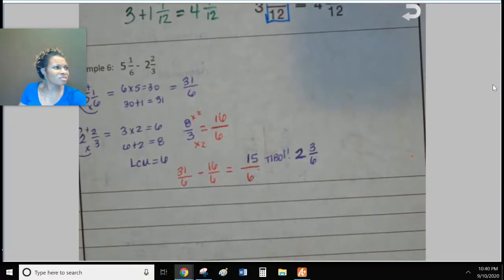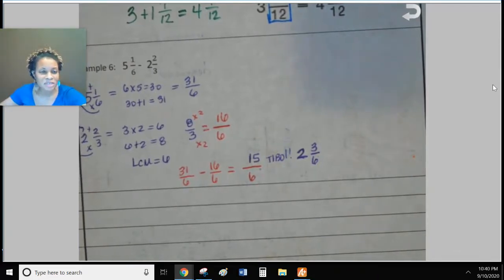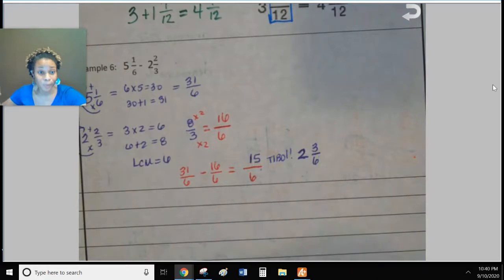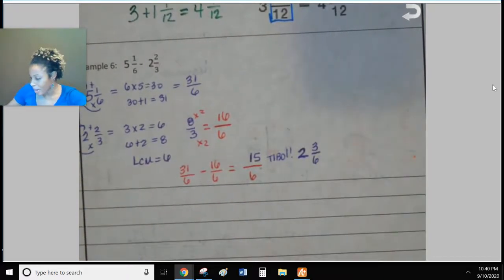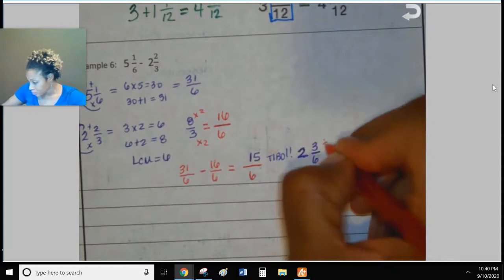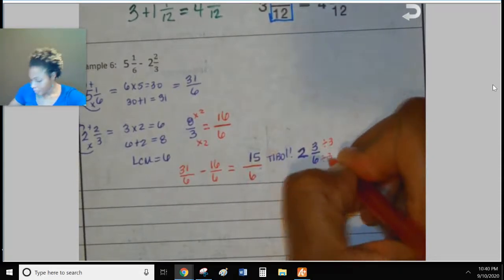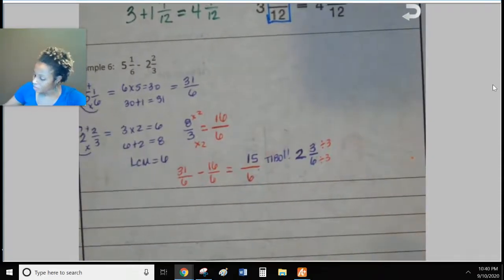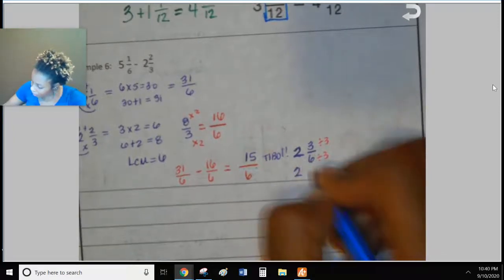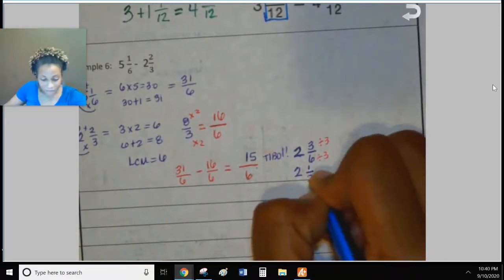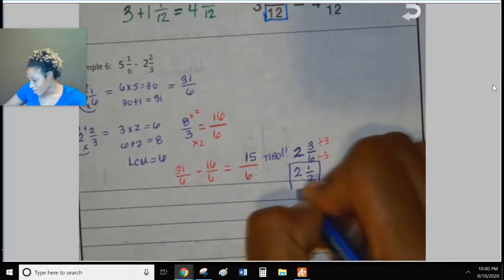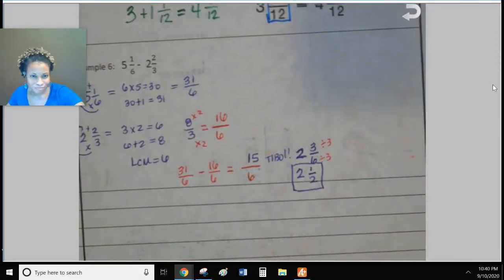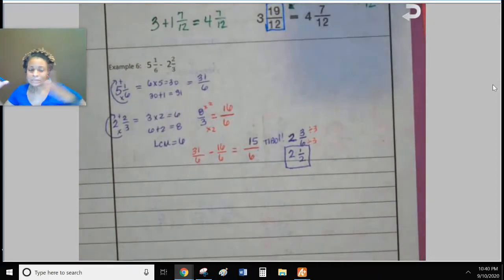Oh, I hear some people saying simplify. So we need to simplify this. This can be simplified by 3. So you would get 2 1/2. Final answer, 2 1/2. So again, let's zoom it out.